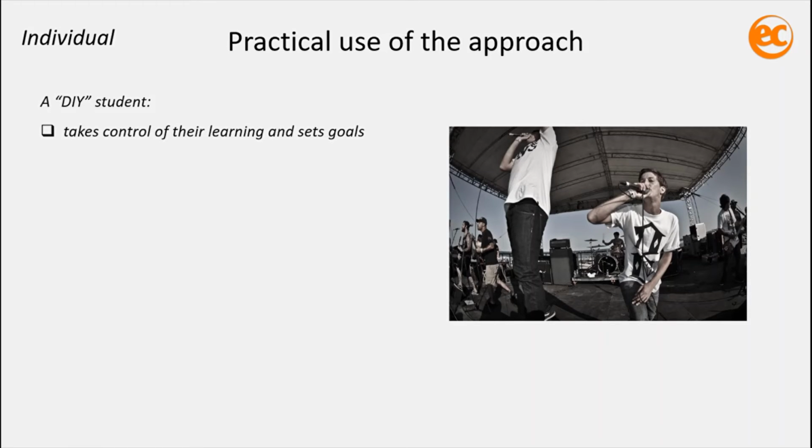So the DIY student takes control of their learning and sets goals. And here, this means finding out what your students' learning goals are the moment they step into your classroom. And when that happens, you'll notice that they might give you quite a generic response. So maybe the student is there for 4 weeks, and they say, oh, I really want to improve my speaking. So what do you do with that? That's not really enough. They need to be a lot more specific than that.